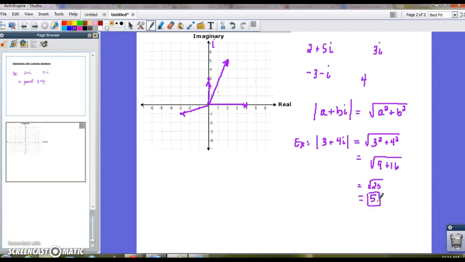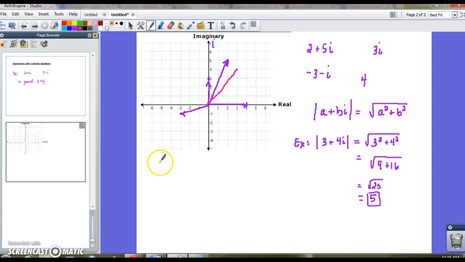The reason that you do that is because absolute value is your distance from 0 in the coordinate plane. So if you look at this graph, 3 plus 4i is right here. So I'm actually calculating this distance, the distance from the origin out to there. Okay, I'm calculating that distance. That's what absolute value is, distance from the origin.